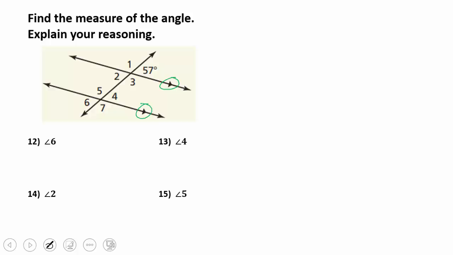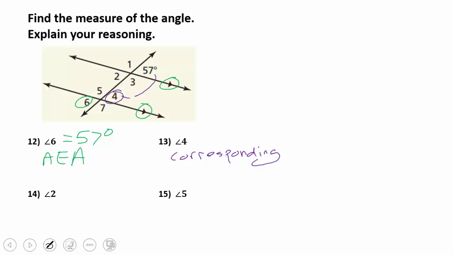Angle 6. Well, angle 6 is an alternate exterior angle to this angle that's 57 degrees. So alternate exterior angles are congruent. So angle 6 is also 57 degrees. Angle 4. Angle 4 is corresponding. And we know that corresponding angles are congruent. So angle 4 has to be, man, I'm having a hard time writing, 57 degrees.